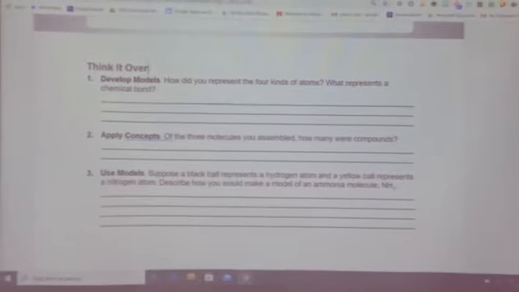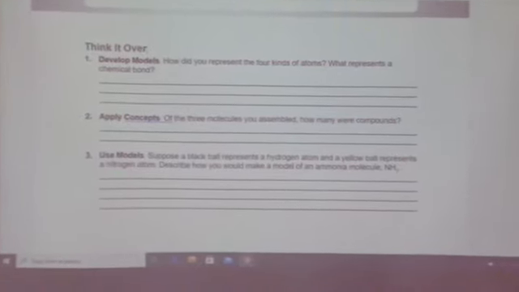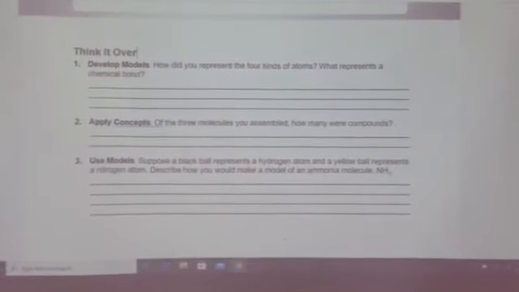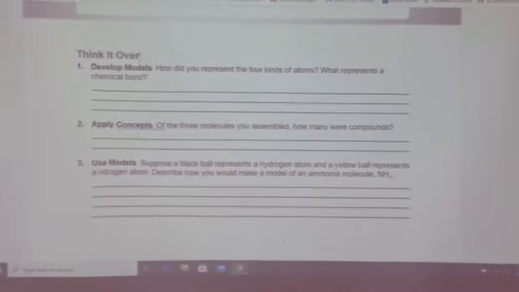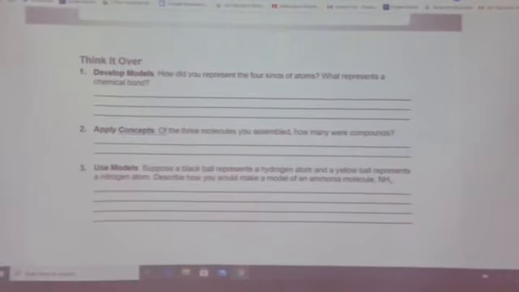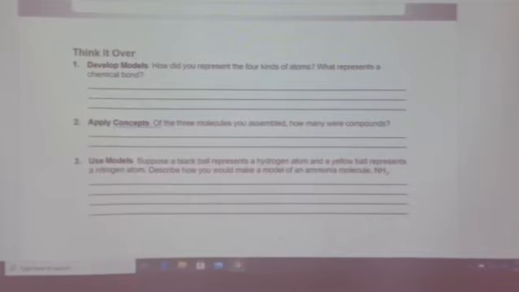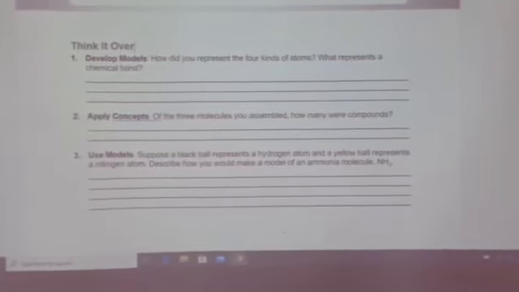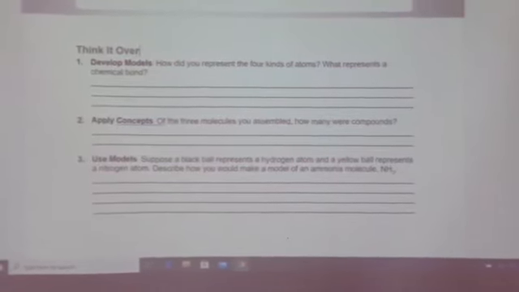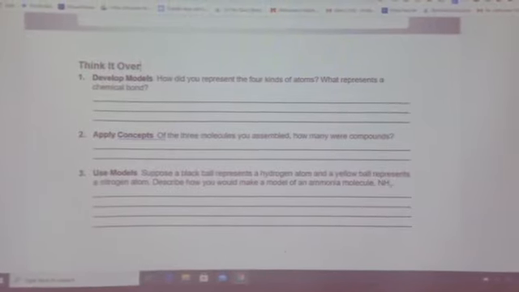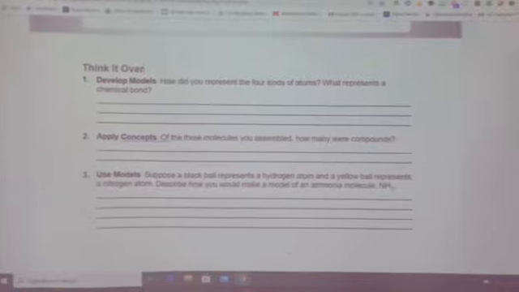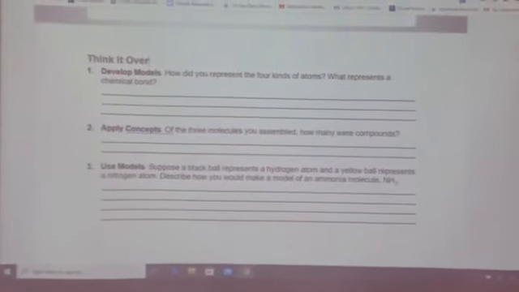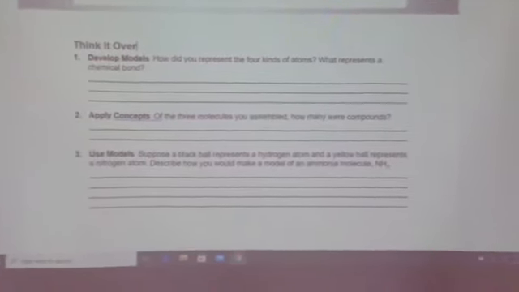Right, Ms. Tobias? Yes. Awesome. I'm also going to give you another little hint for maybe number 2. Out of the 3 molecules you assembled, how many were compounds? If you wanted to choose one of the formulas and write it out for number 2 and then explain why that is a compound, that would work as well. Yep. All right, just do your best, and that's all we can ask you to do.